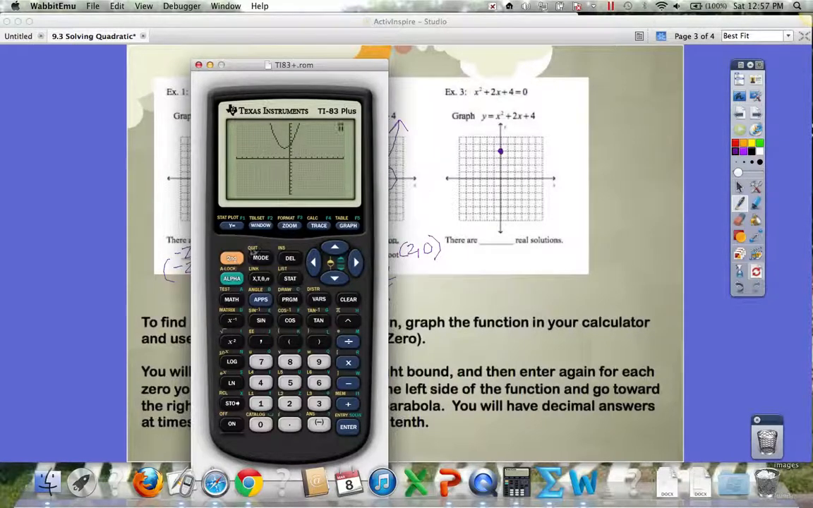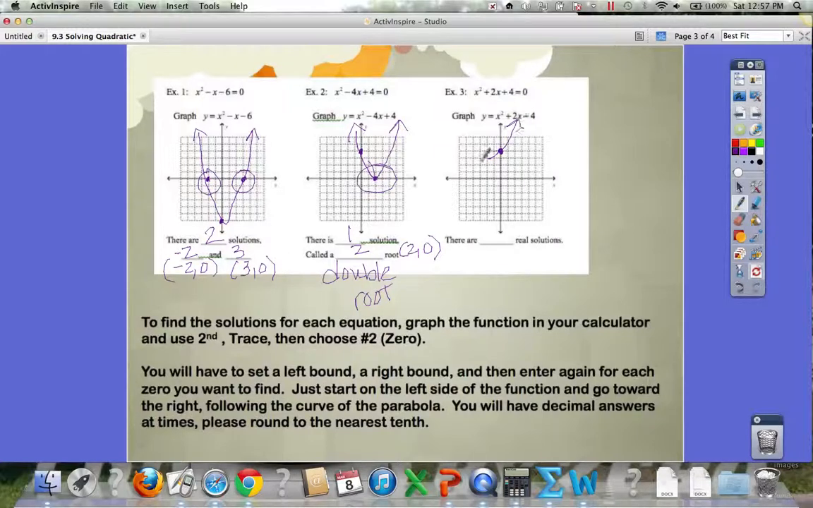You can find the actual points if you go to your table. Scroll. All right, so at 0, 4, and 1, 7, and -2, 4. There's something in between, so it's going in here like this. Okay? It never touches the x-axis at all, so there are no real solutions, or non-real. Same thing.